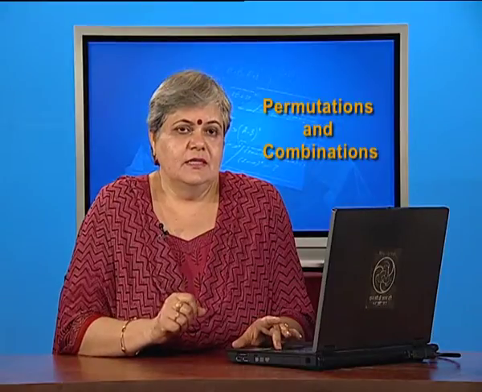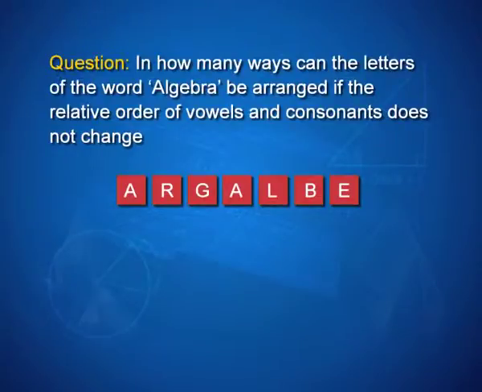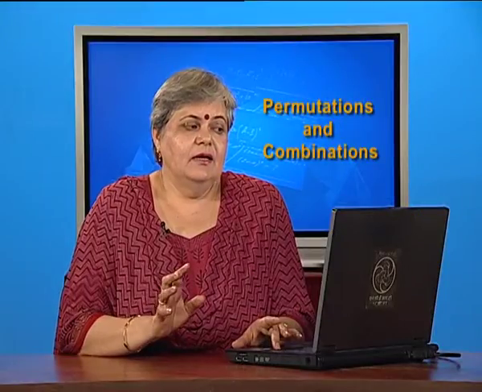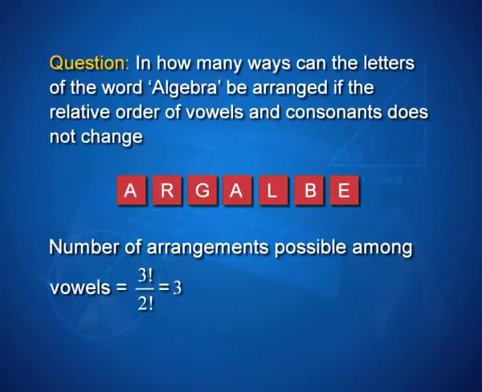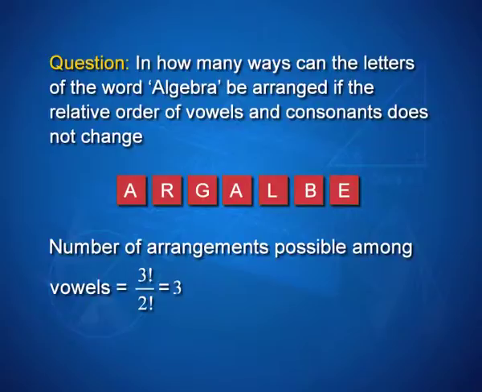Now, the second part says that we want the relative order of vowels and consonants to not change. Now, when we say relative order, what does it mean? Here I have the letters of the word algebra. So, 7 places, and in the word algebra the consonants appear in the second, third, fifth and sixth places. So, vowels must remain in their places and consonants must remain in their places, meaning that vowels must appear in the 1st, 4th and the 7th place.